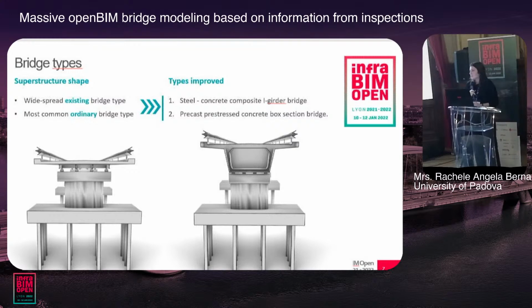Okay. In order to do this proof of concept of our methodology, 2 types of bridges were implemented, and the methodology was tested on 2 types of bridges. So in order to use the widespread existing bridge types, the most common ordinary bridges that we have in Italy, these are the steel concrete composite I girder bridge and the precast prestressed concrete box girder bridge.